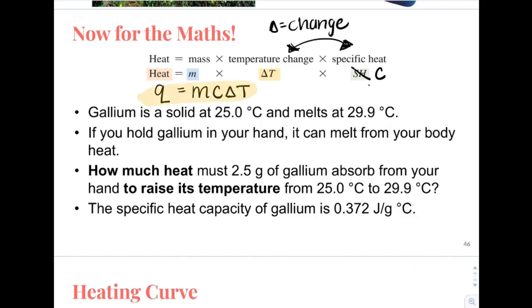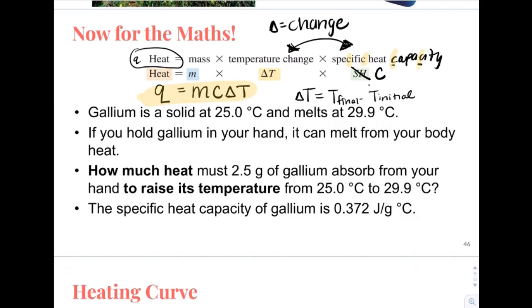Q is your heat, M is your mass, C is your specific heat capacity. Look at all the C's hanging out in this word, specific heat capacity. There are so many C's, and so that's your C. And then your delta T. What is delta T? Delta T is your change in temperature, so it's your final temperature minus initial. Any change is always final minus initial.